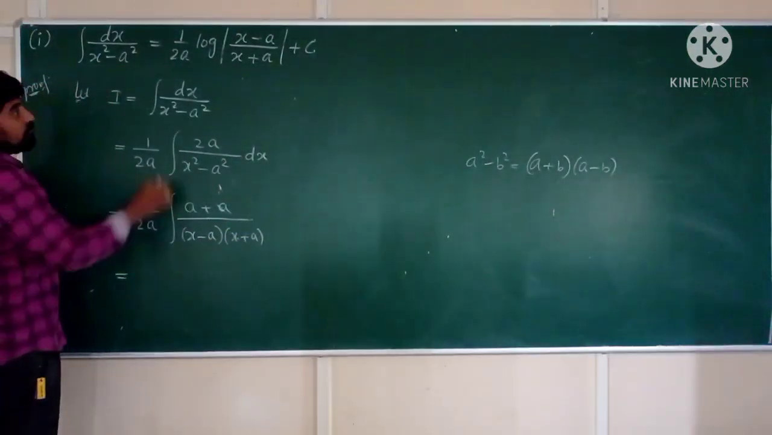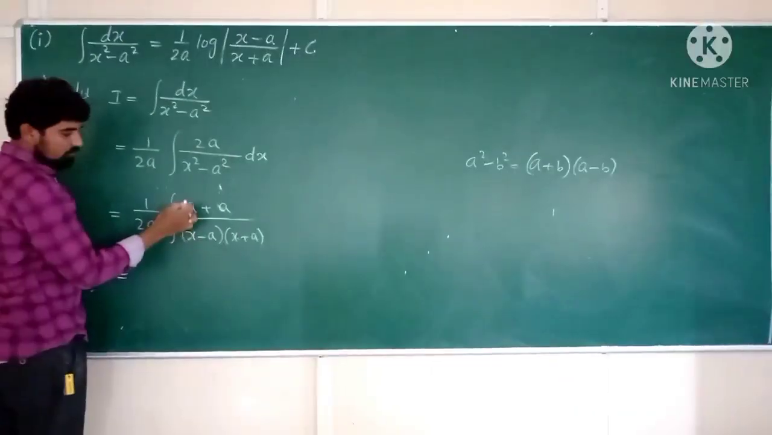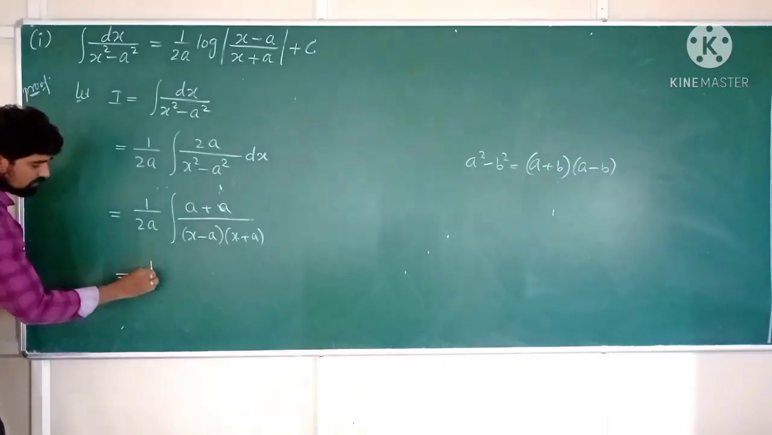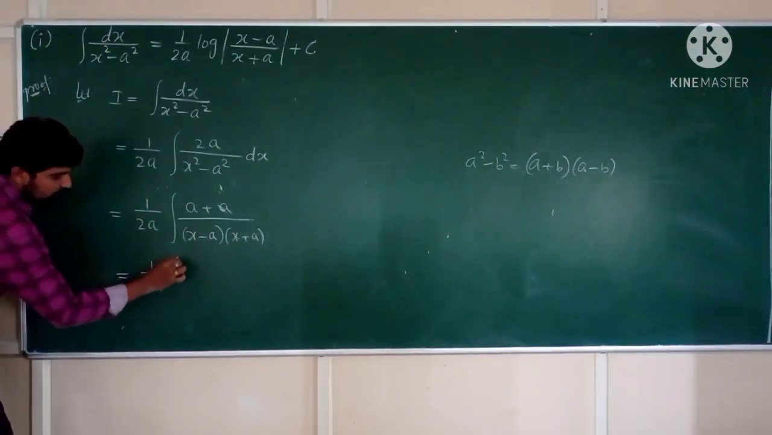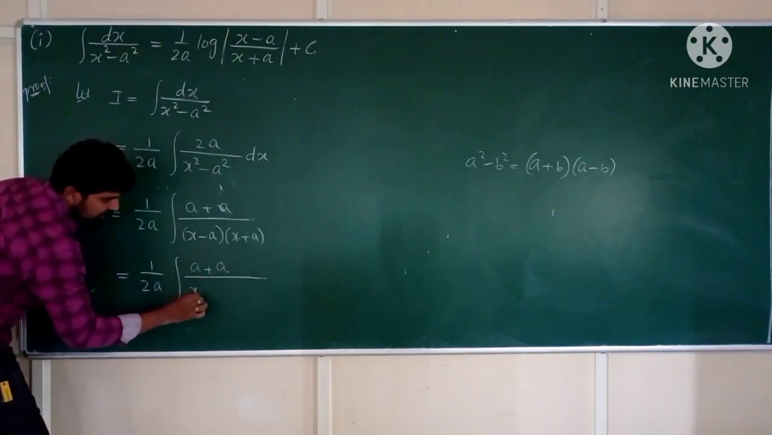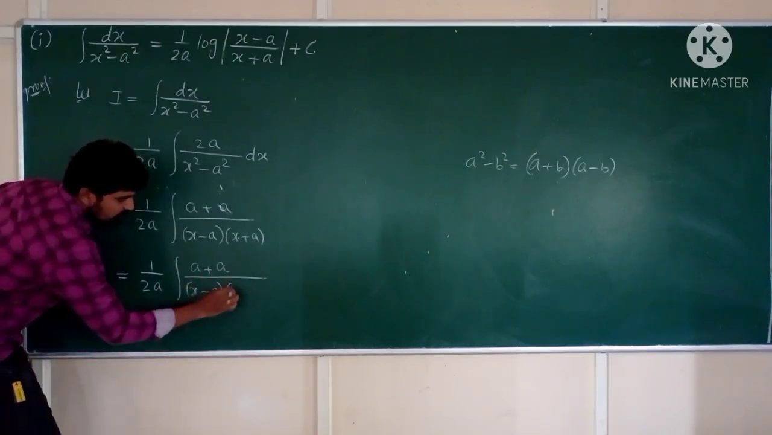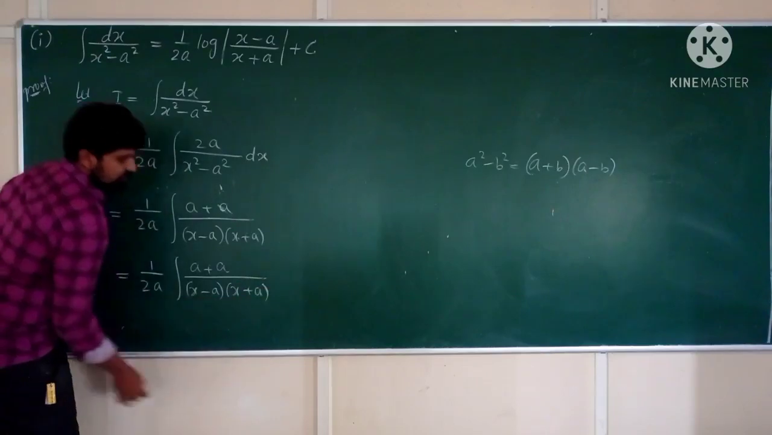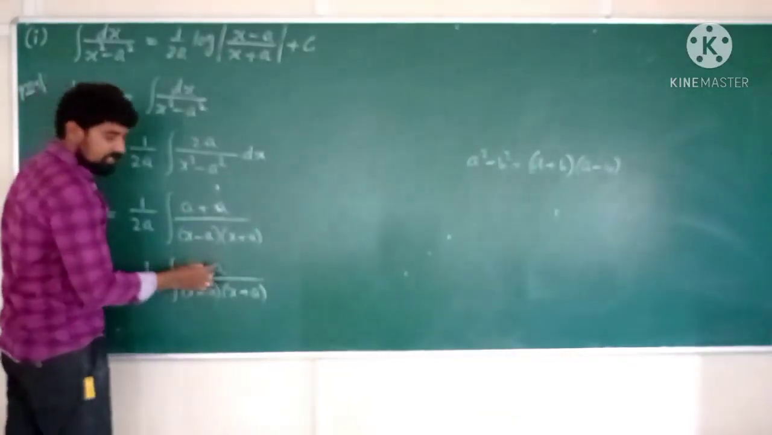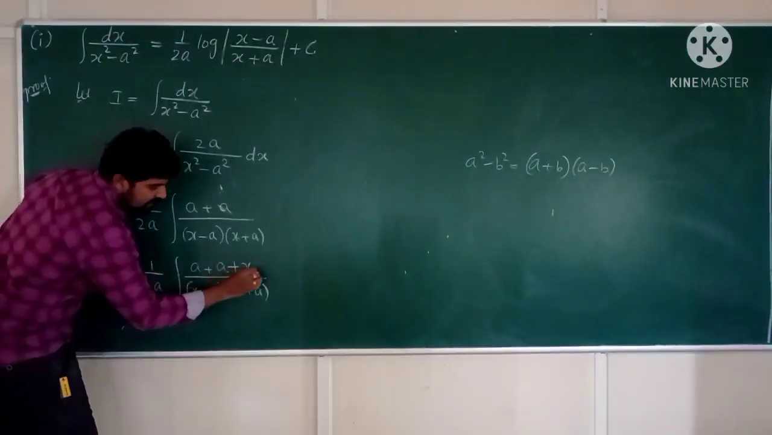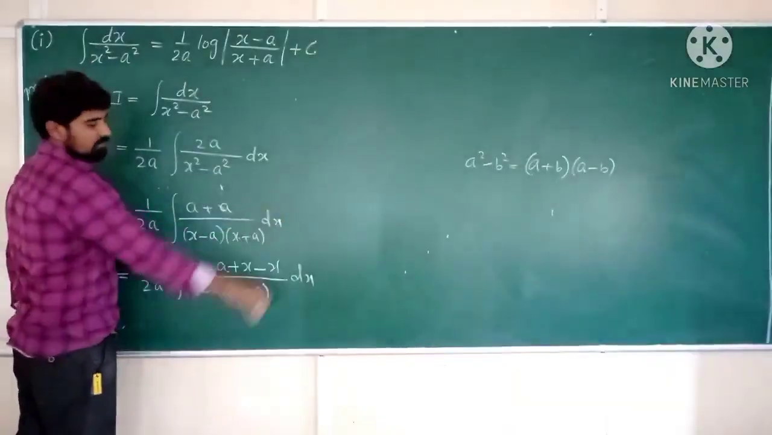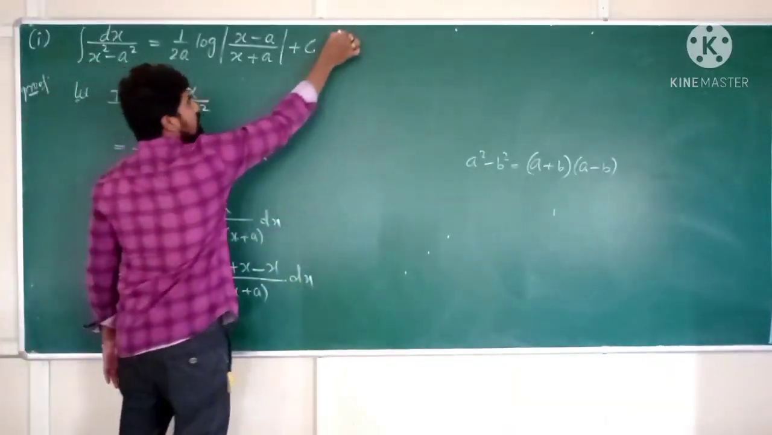Now, for proving this, we need to convert the numerator in the form of denominator. For that, 1 by 2a, a plus a divided by x minus a into x plus a. For converting numerator in the form of denominator, for numerator, add and subtract by x. I hope all of you understand it.